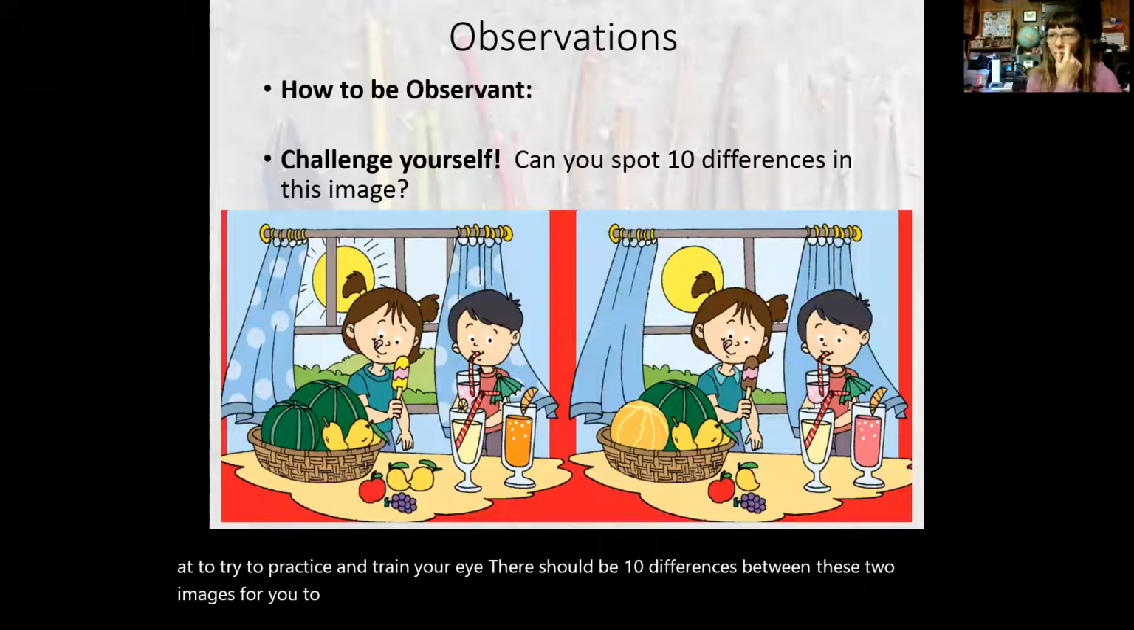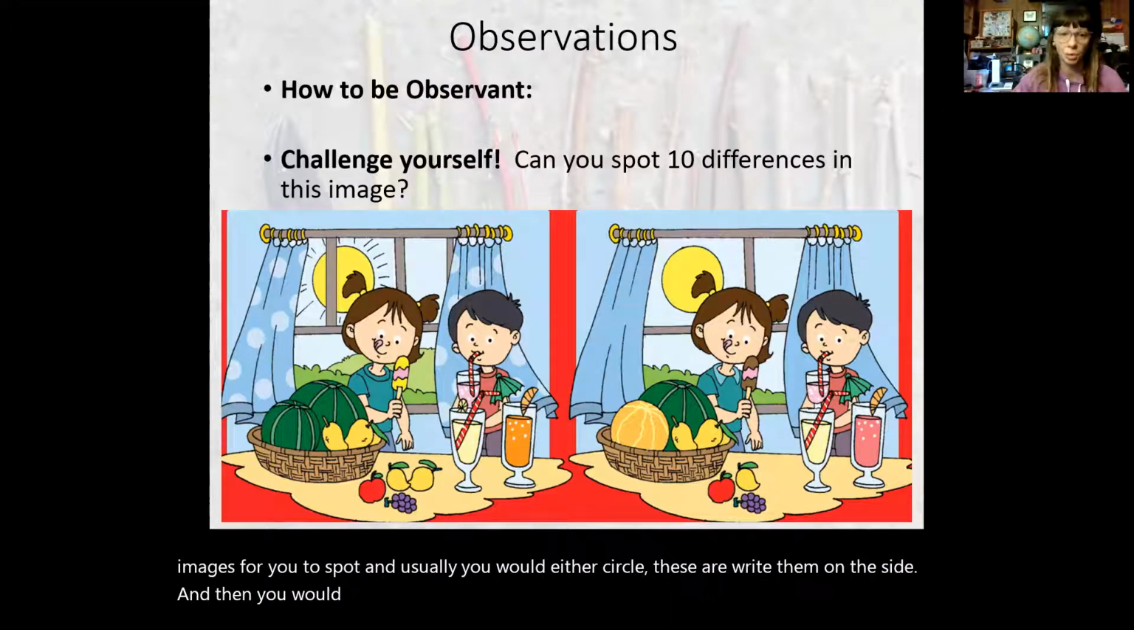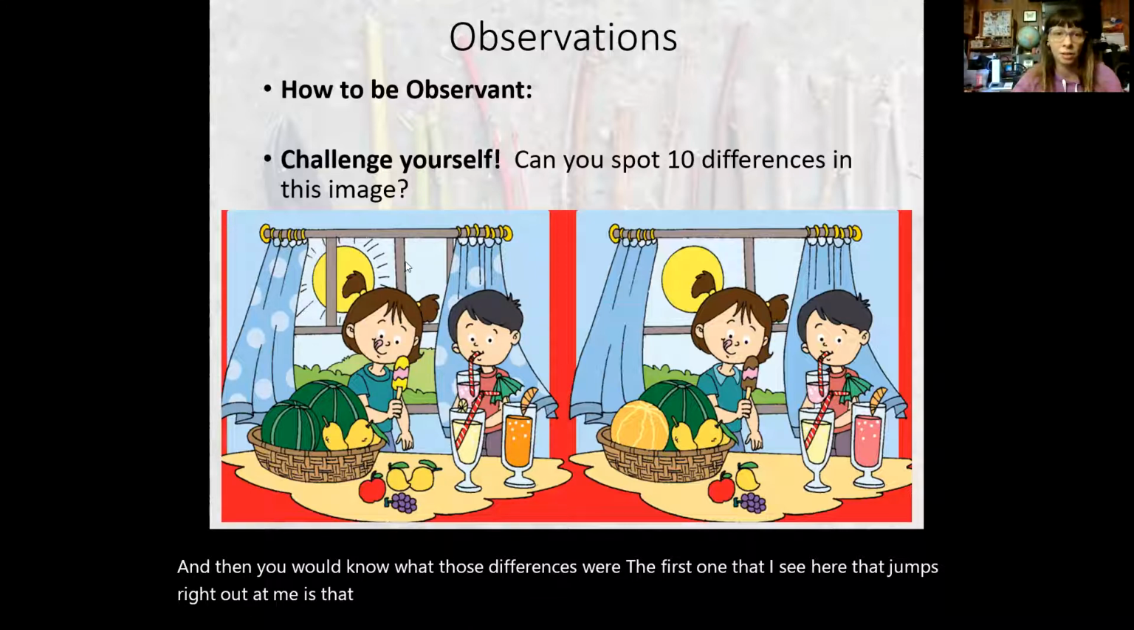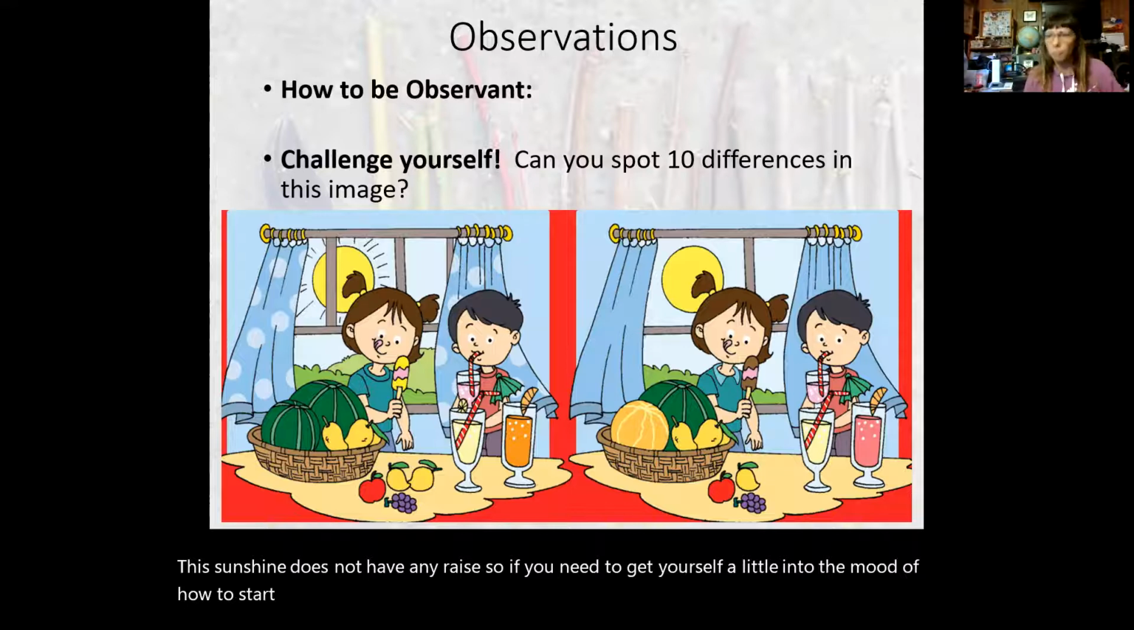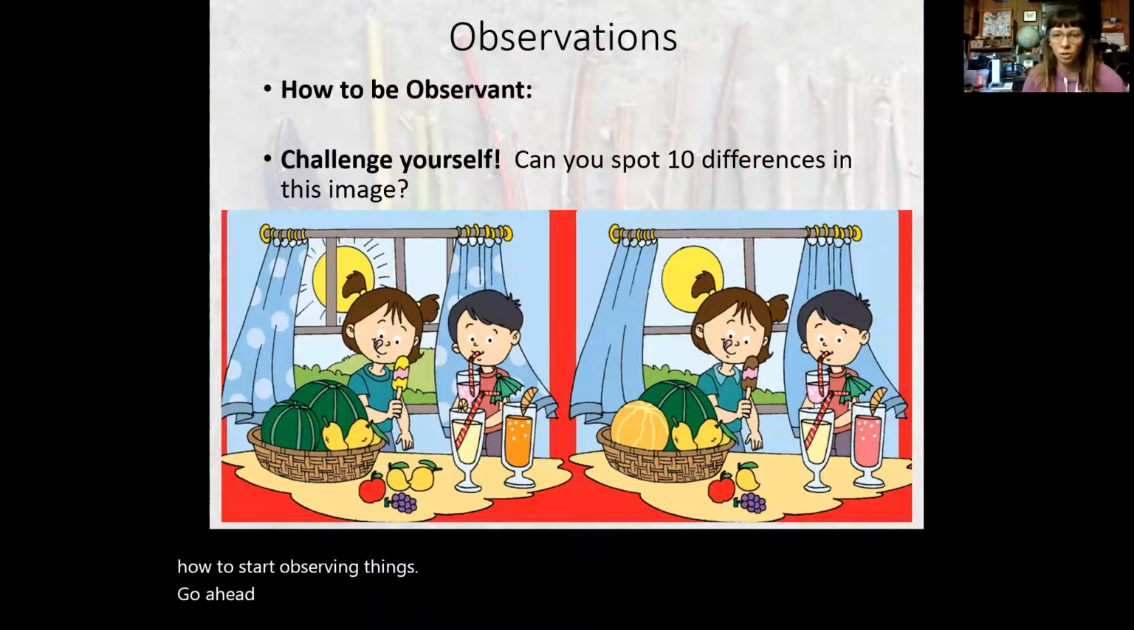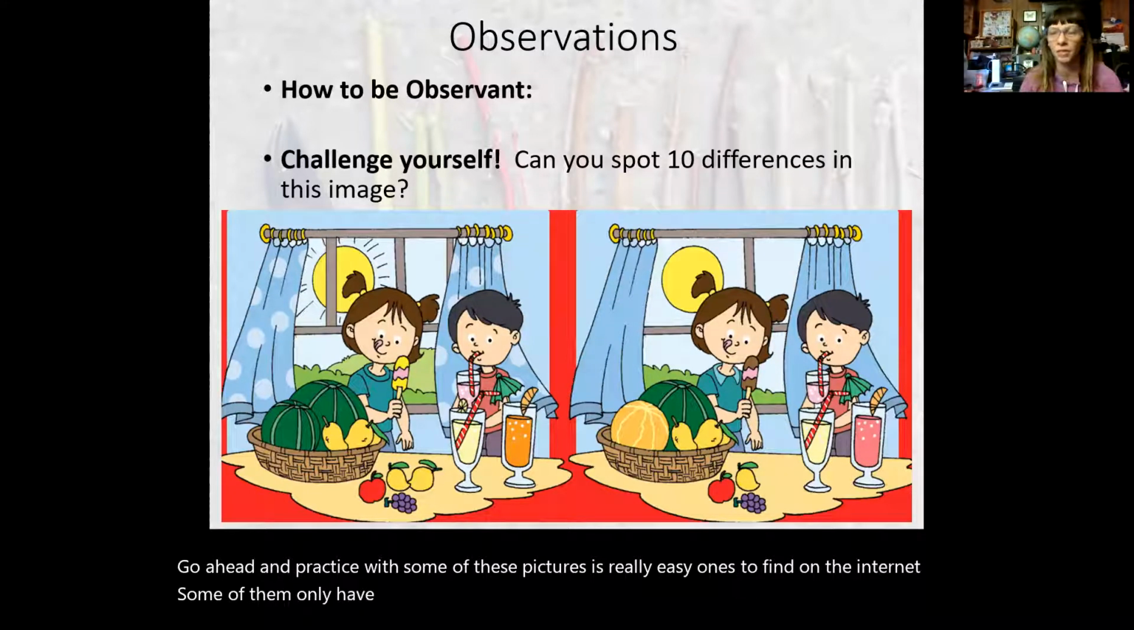And usually you would either circle these or write them on the side, and then you would know what those differences were. The first one that I see here that jumps right out at me is that this sunshine has rays. This sunshine does not have any rays. So if you need to get yourself into the mood of how to start observing things, go ahead and practice with some of these pictures. There are really easy ones to find on the internet. Some of them only have 5 differences, some of them have 10 differences.